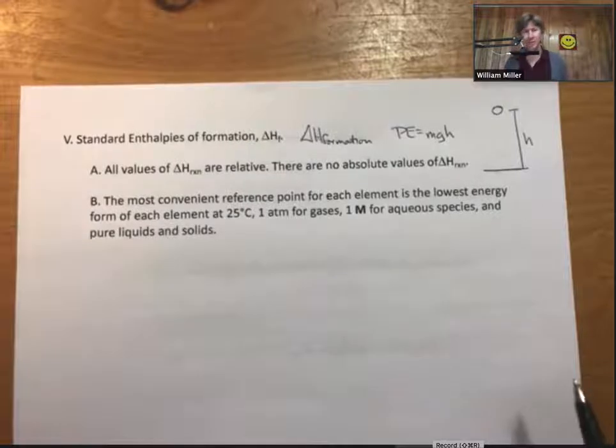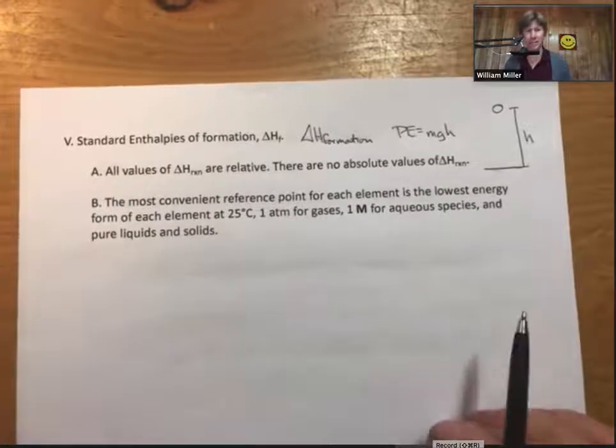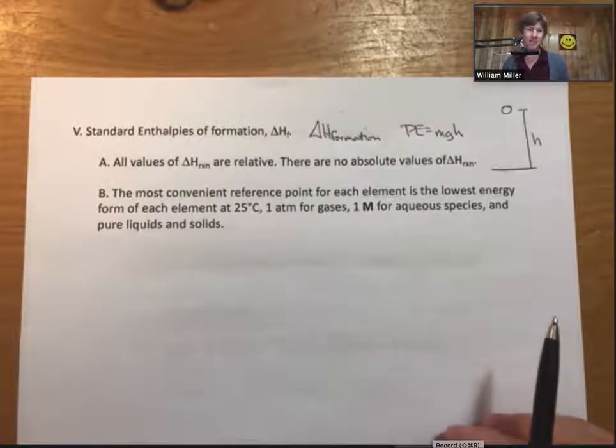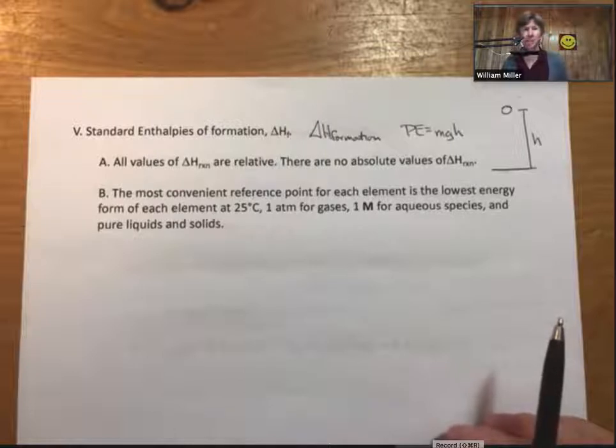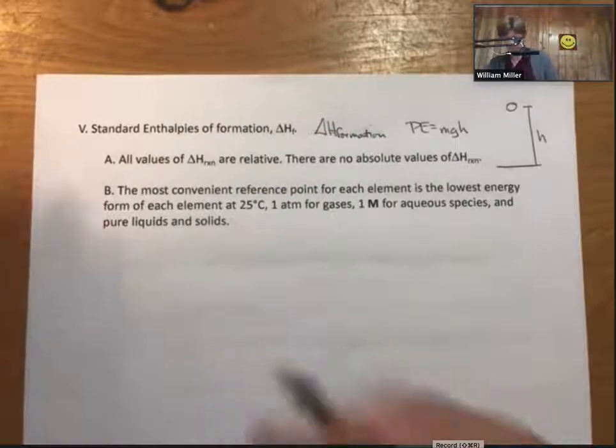We will also define a 0 for delta H, and each element gets its own 0. Chemists and scientists in general have found that that's the easiest way to do it. And the most convenient reference point for each element is the lowest energy form of each element at 25 degrees Celsius, 1 atmosphere for gases, 1 molarity for aqueous species, and reference state of pure liquids and solids. What does that mean for us?